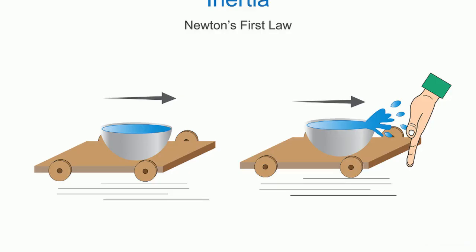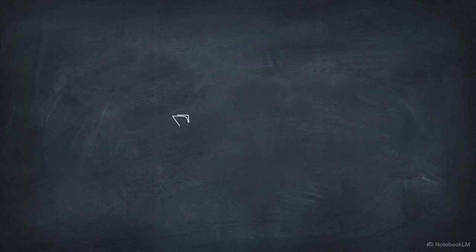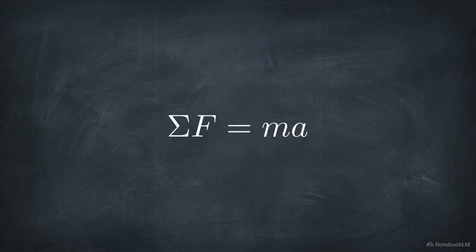Newton's first law, the law of inertia, explains objects maintain their current motion unless acted upon by a net force. When a cart stops suddenly, the water inside a bowl keeps traveling forward because it's inherently resistant to changes in motion. When a net force does act on an object, we use Newton's second law to calculate the result.